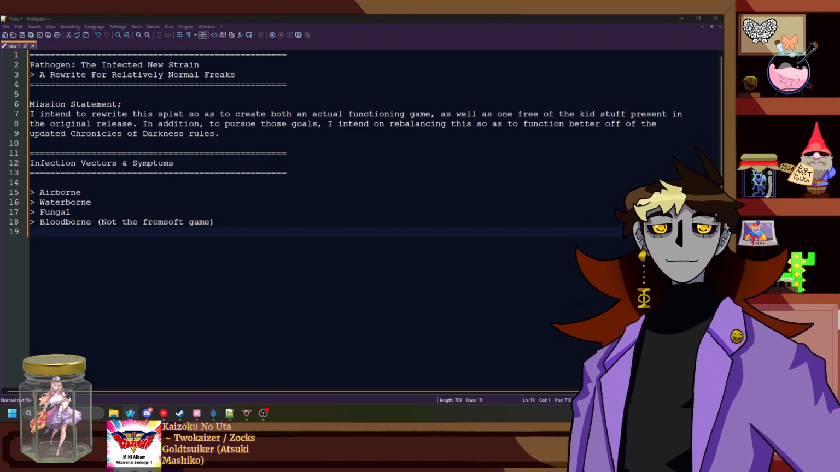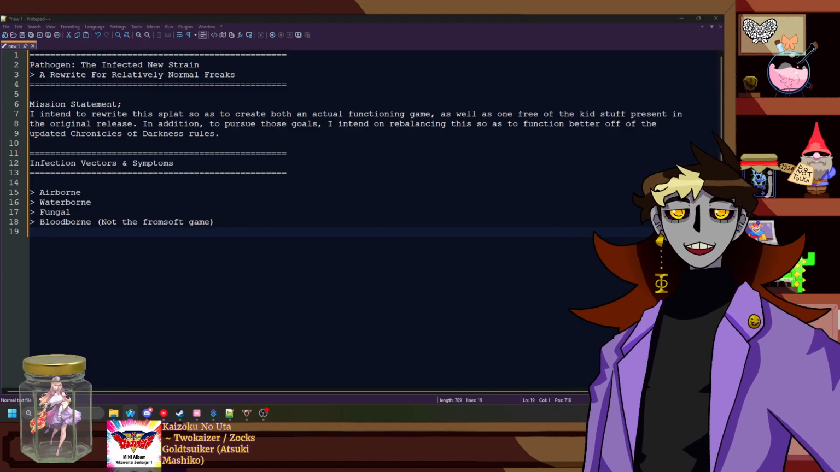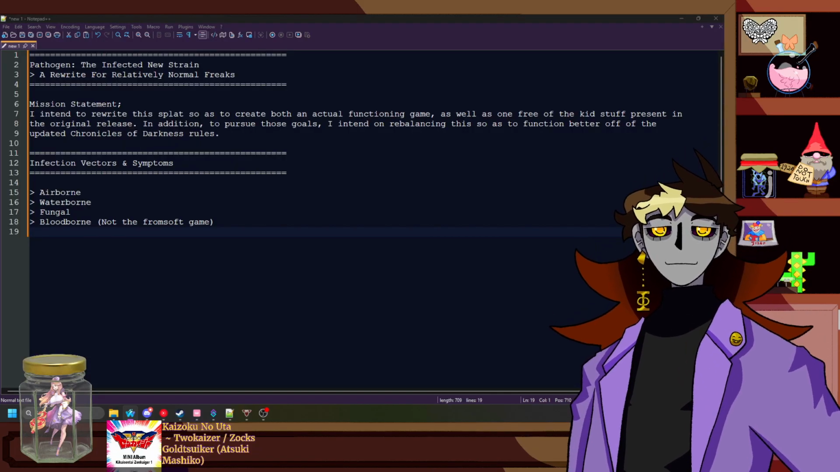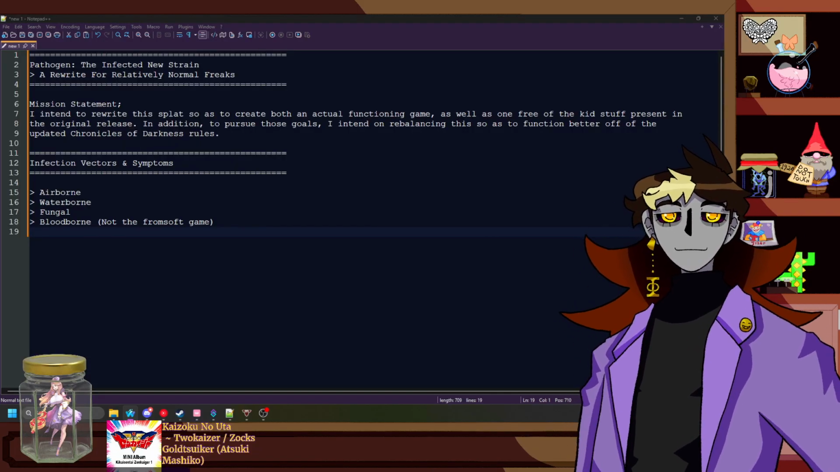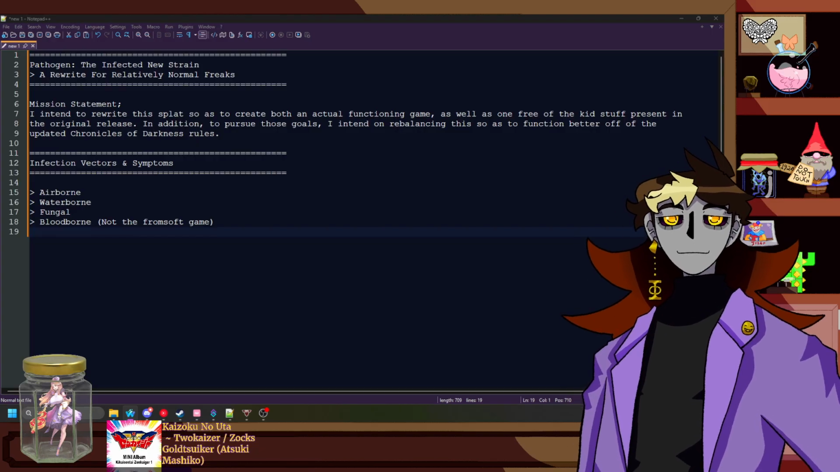Here we go. So that's a quick 4. Very easy, very simple. Infection vectors, very much based on real. It's got a little wacky.